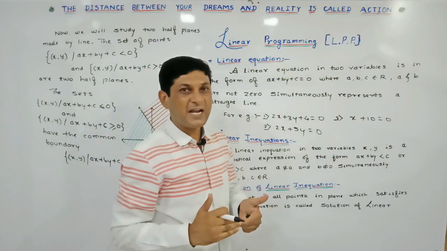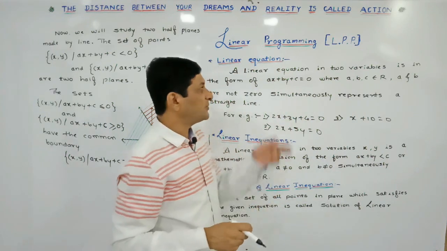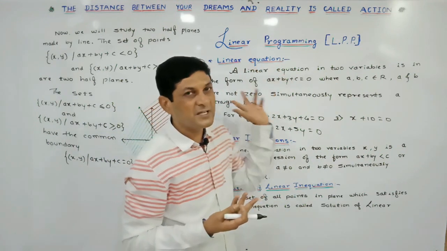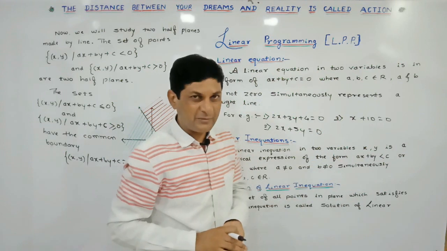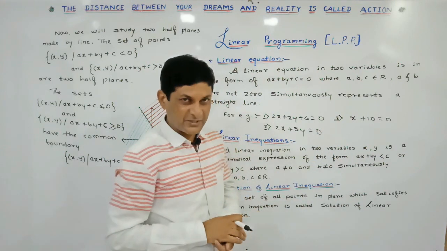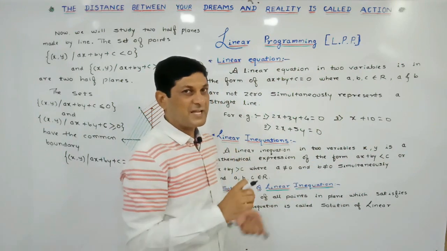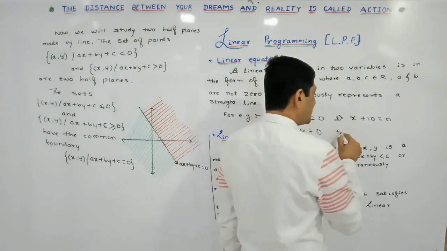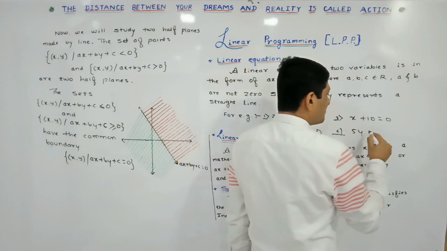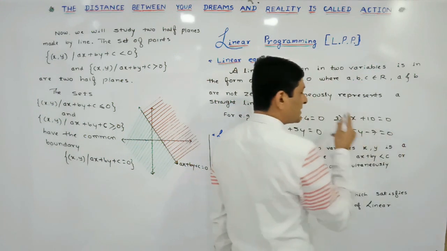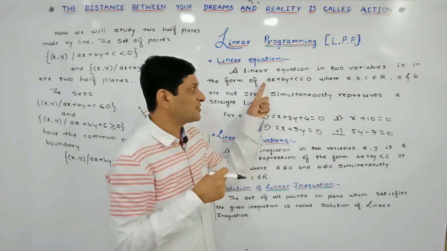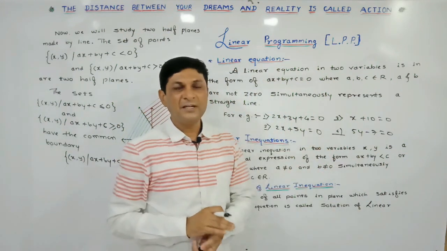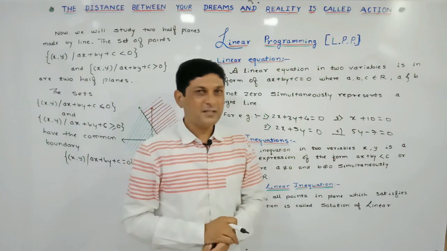If a and b both become 0, then these two terms would be missing, and if these two terms are missing, the terms of the variables get eliminated, so it does not remain an equation. That's why the condition is that a and b should not be simultaneously 0. Consider another equation, say 5y minus 7 is equal to 0. Here the term of x is absent, meaning its coefficient a is equal to 0. All these are examples of linear equations.